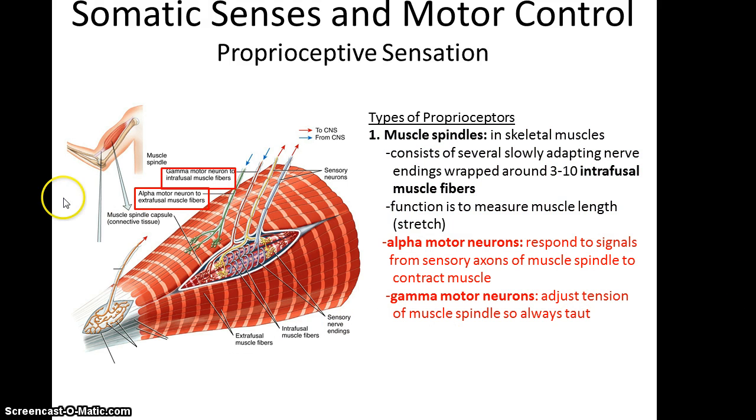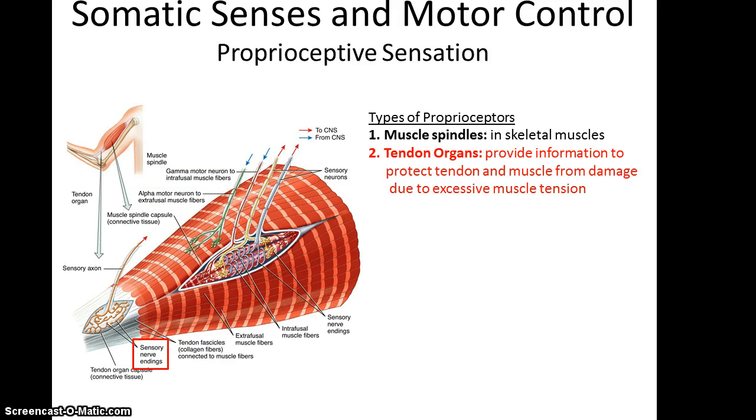They have alpha and gamma motor neurons. The alpha motor neurons are responding to signals from the sensory axons of the muscle spindle to contract the fiber. So the alpha ones are saying, hey, you need to contract. And the gamma motor neurons, on the other hand, are just adjusting the tension of the muscle spindle itself so that it can detect when your muscles are even further stretched.